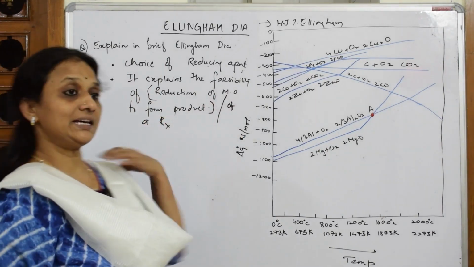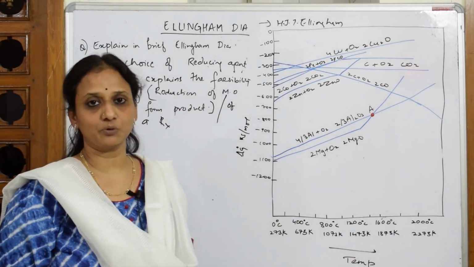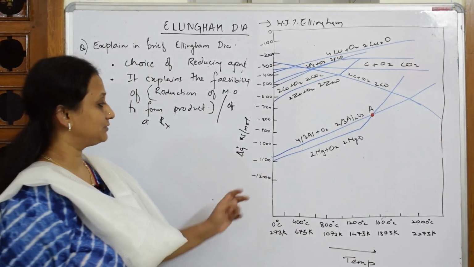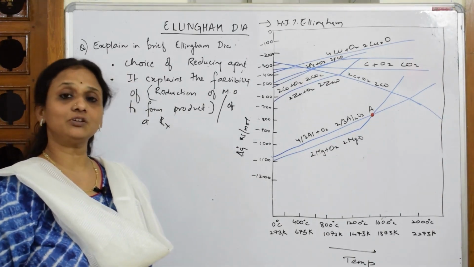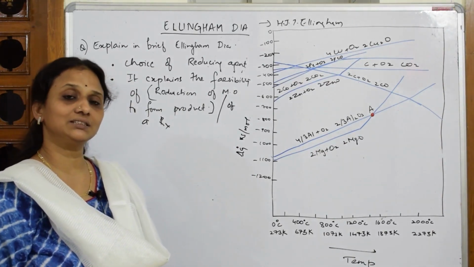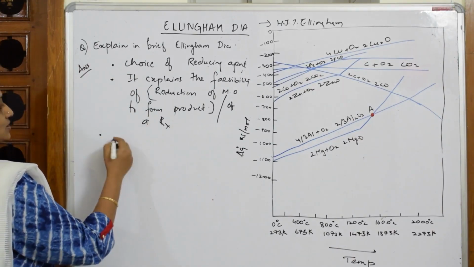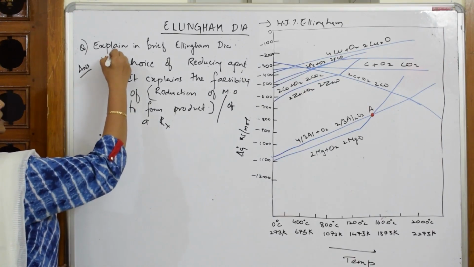So basically this Ellingham diagram is represented in the form of a graph. Very important, what is it going to take? It's going to take two important factors. First is delta G naught on the y-axis and temperature T on the x-axis. Okay, what is this delta G? I have to write that also, isn't it? So it is the definition.